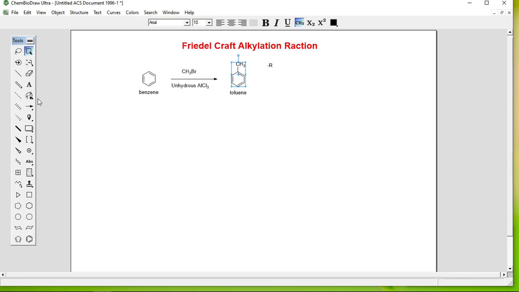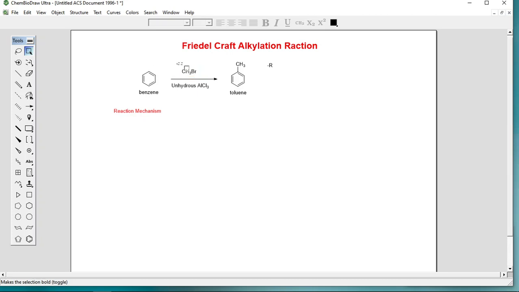In the reaction mechanism, the first step is formation of the electrophile. The electrophile is generated in the first step. Let's see how. In the first step, methyl bromide reacts with anhydrous AlCl3.